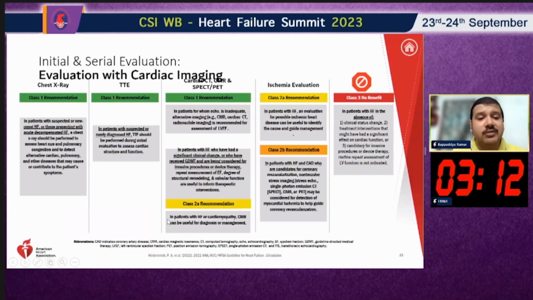So what are the other things we will look at? Chest X-ray and ECG are already given. In a patient with all these things, if we are suspecting ischemia, it is a class 2A recommendation to go for a coronary angiogram.